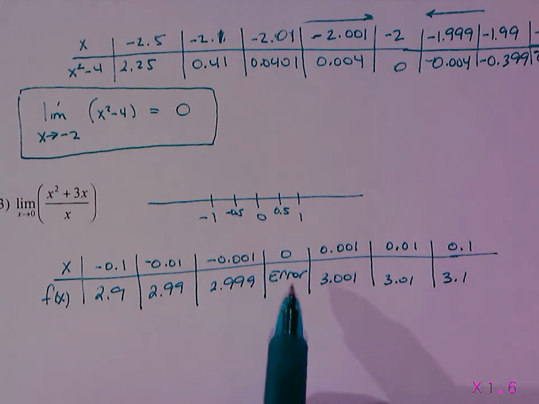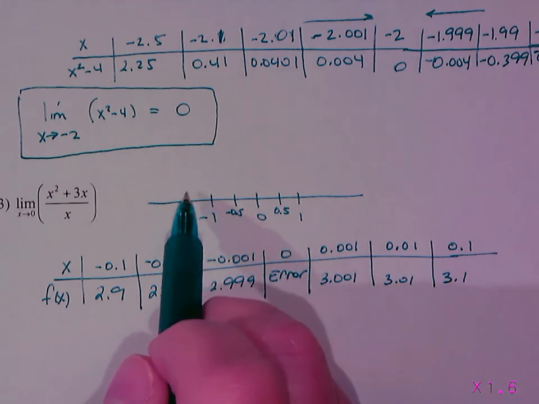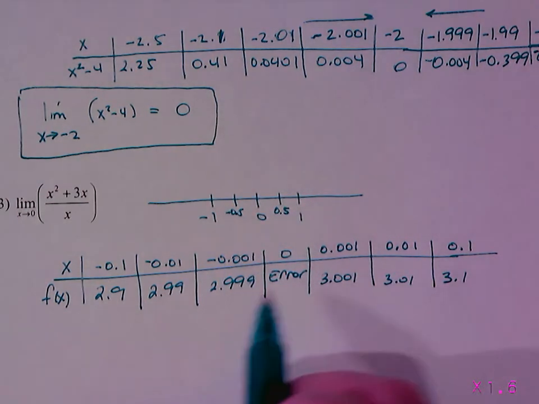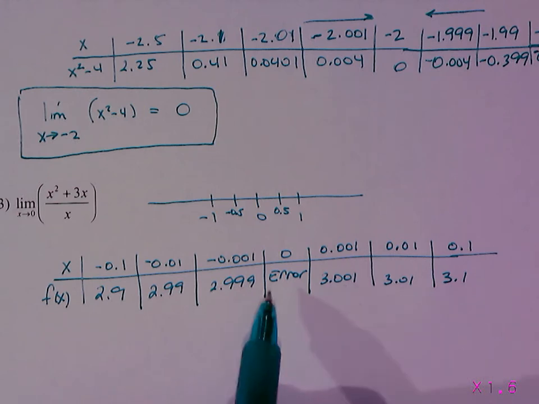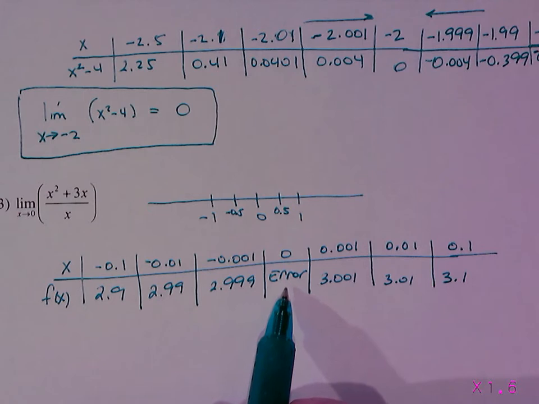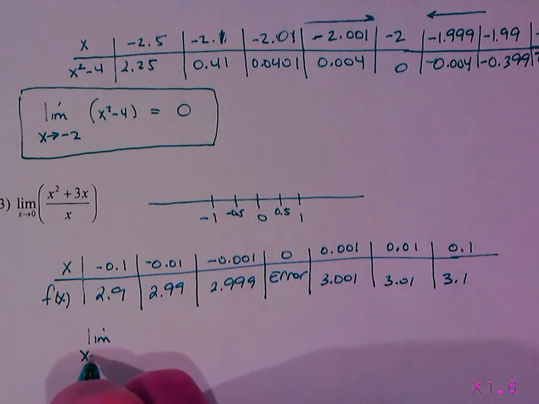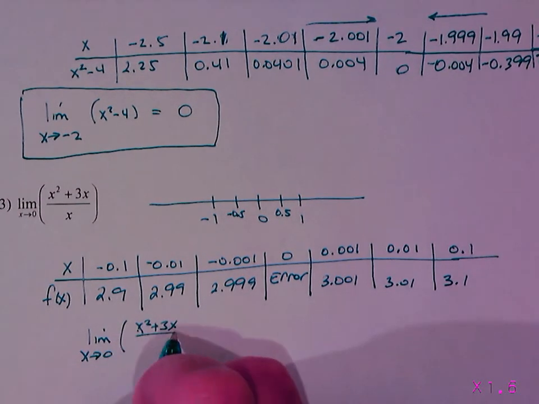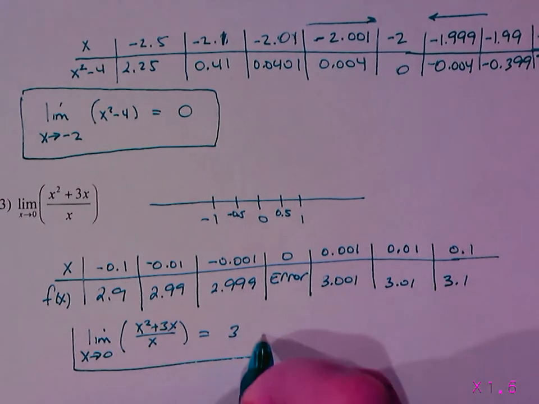But when you get to calculus, I don't care what's happening at 0. I want to know what's going on before you get to 0 on either side. So what's happening, this is 2.999, this is 3.001. If I got closer and closer and closer, this value for f of x is going to approach 3. So what happens is my limit as x approaches 0, x squared plus 3x divided by x is going to equal 3.